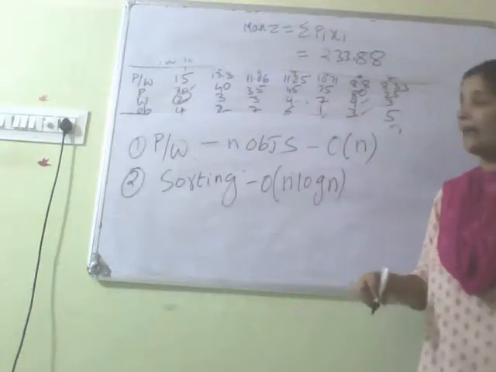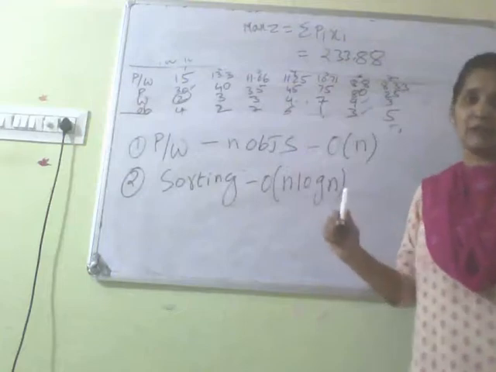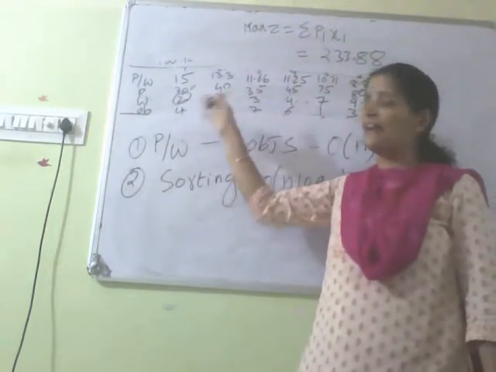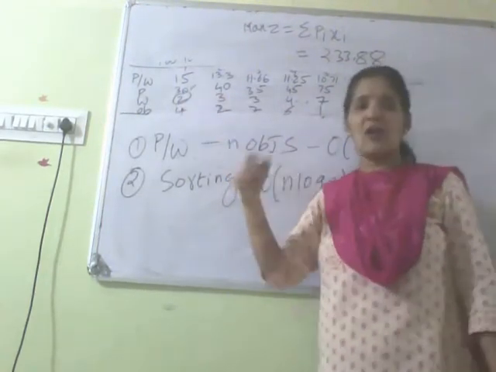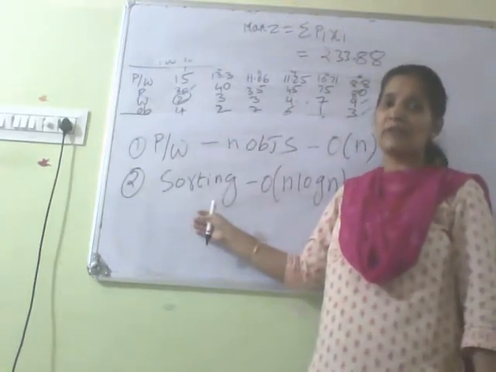Big O of n log n. These are the two major things we are doing in this algorithm. Remaining, we are finding out which objects are also considered, but these are the two major things we are doing in the algorithm.